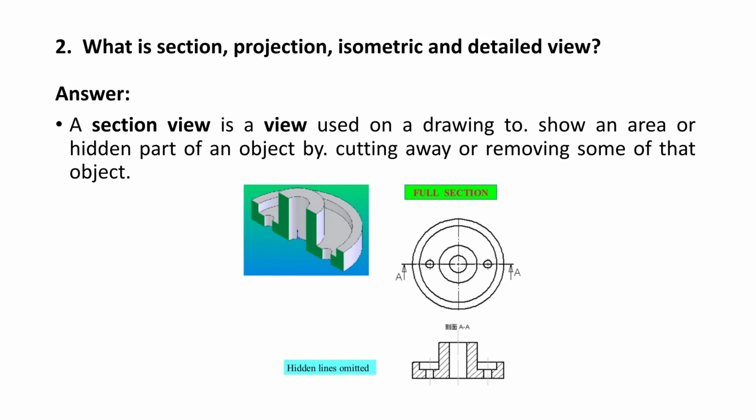Next question. What is section, projection, isometric and detail view? So first we will discuss the section view. So here you can see an example of section view. So it is basically used to check the hidden part of any object, right? So a section view is a view used on a drawing to show an area or hidden part of an object by cutting away or removing some of that object. Okay, so here we have taken a section AA to check the hidden details of the part.